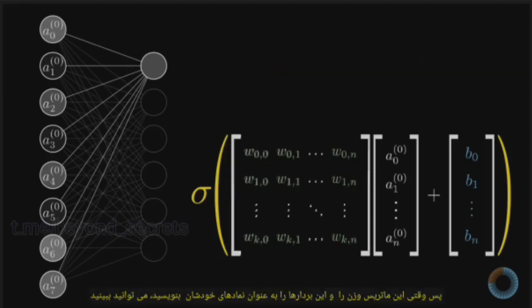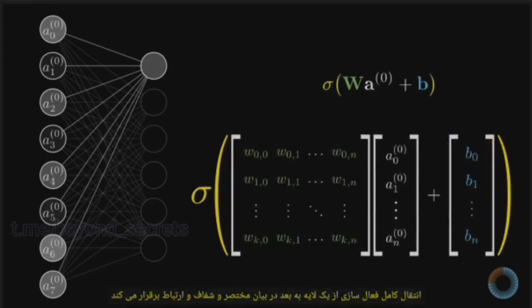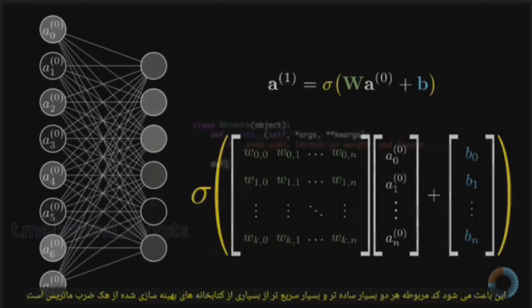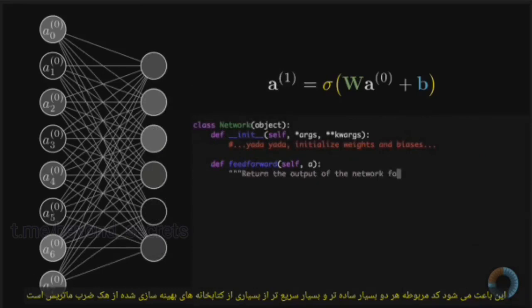So, once you write down this weight matrix and these vectors as their own symbols, you can communicate the full transition of activations from one layer to the next in an extremely tight and neat little expression. And this makes the relevant code both a lot simpler and a lot faster, since many libraries optimize the heck out of matrix multiplication.